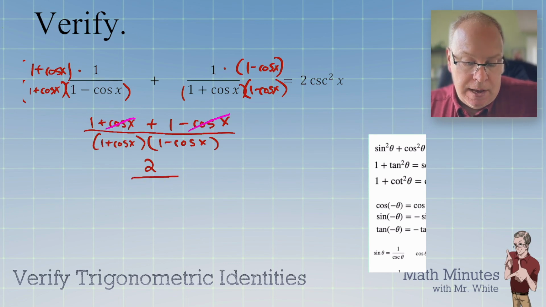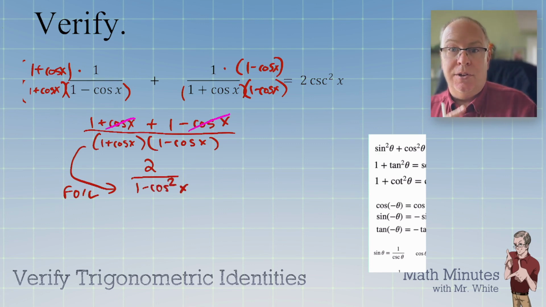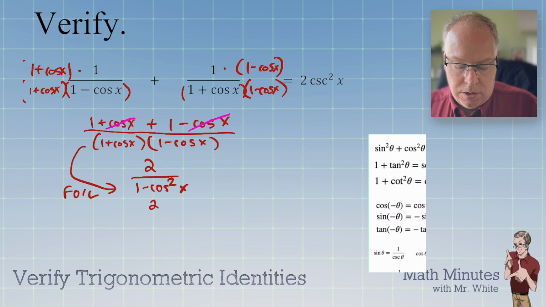All over. And then I'm going to FOIL this out. I'm going to multiply it. We saw this earlier. That's a sum and difference pattern. So 1 minus cosine squared. Ah, are you getting excited? You see where this is going? You start to see the substitutions that we can make, don't you? 1 minus cosine squared is what? Sine squared.